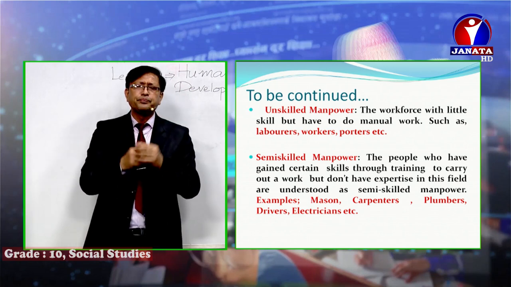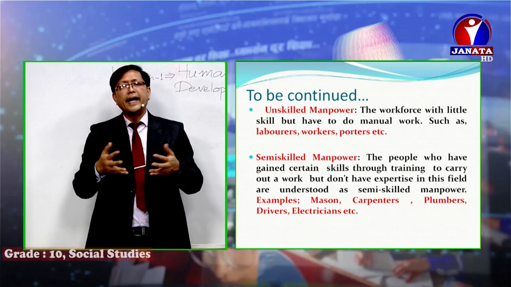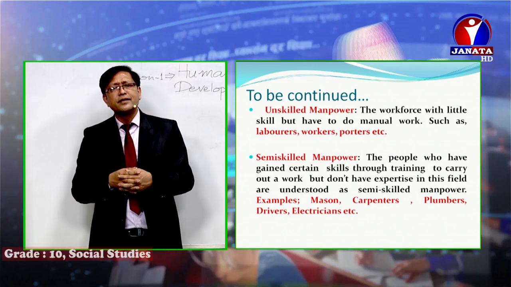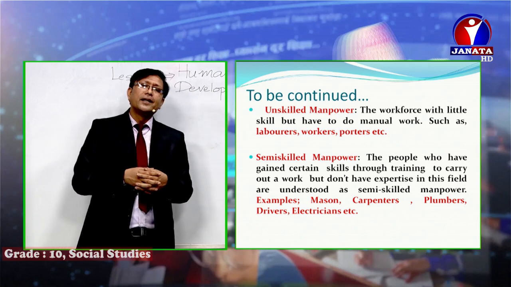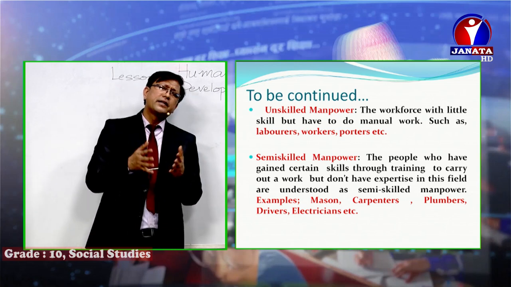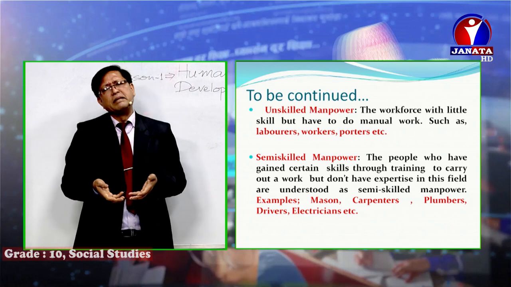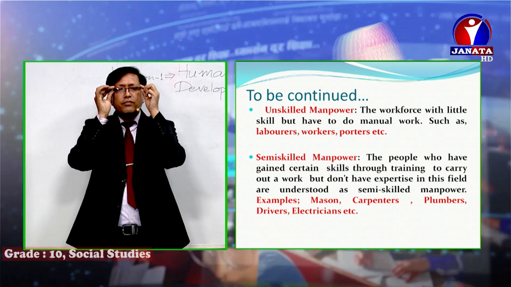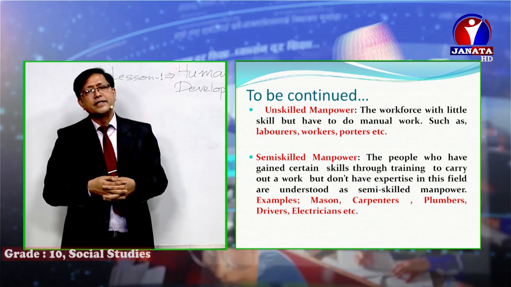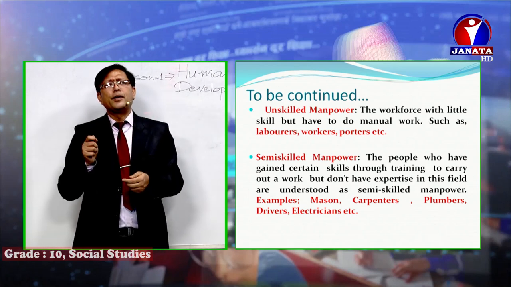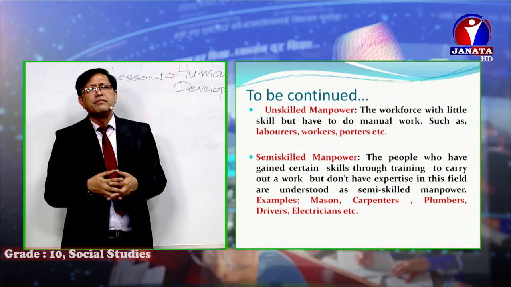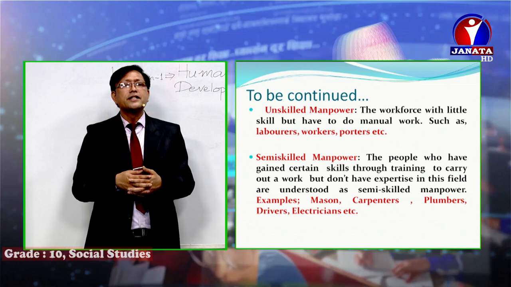Suppose, for example, you are working in the field. Imagine, general laborers are required, right? So, like a plowman. Plowman, of course, has a skill, but he doesn't use it. He does it without skill, manually, all right? So, plowman can be taken as unskilled manpower. Like paper folder, right? Paper folder also can be taken as unskilled manpower.